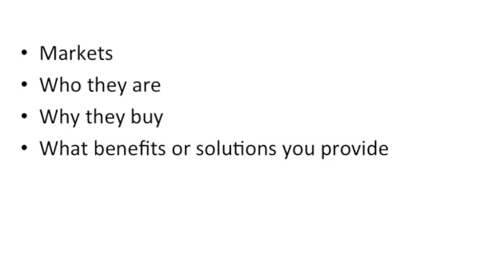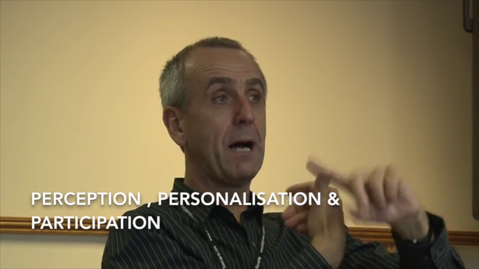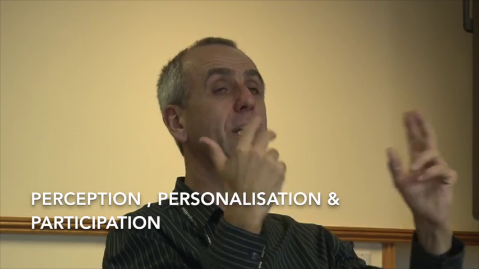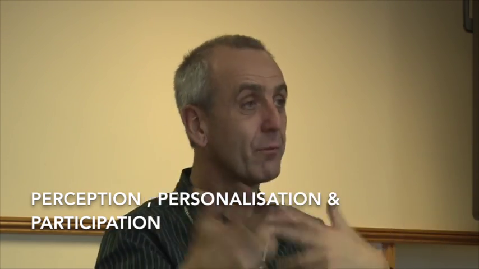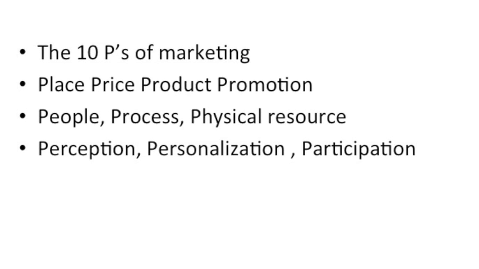Here's a quick recap. The next stage is to look at marketing in more depth. You need to go through those 10 P's of marketing: the place, the price, the product, the promotion, the people, the process and the physical resource, if there are some. The physical resource, of course, could be your web presence. That's a sort of a metaphysical resource. And then you've got my perception, personalisation and participation P's. Participation is where you use social media to get a community talking. That's very important. Here's a quick reminder of those 10 P's.